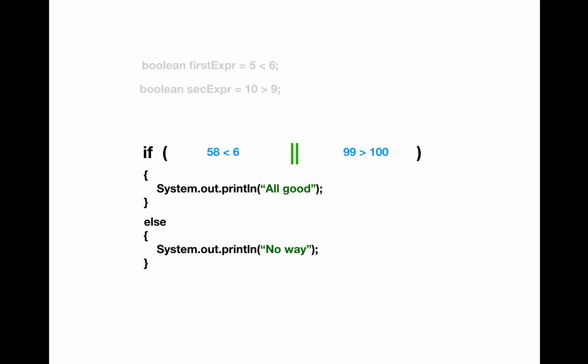Let's take another example. If we had 58 is less than 6, which is false, or 99 is greater than 100, which is also false. Because both of them are false, our if statement says if this is true, then print out all good. Otherwise, if it's not true, print out no way. So our statement is not true. Our statement is false. So then we would print out no way.